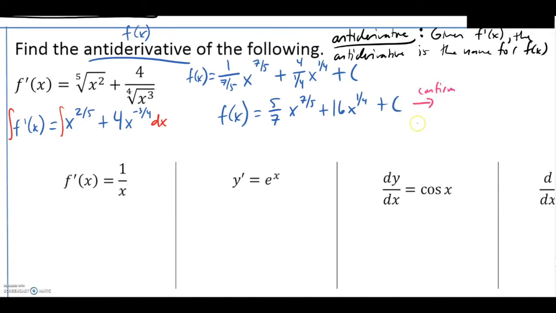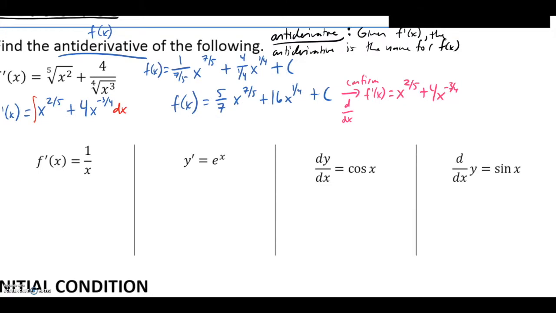You can always confirm by just redifferentiating that function. As confirmation, f prime of x, using the power rule in the original order, the 7/5 times the 5/7 would be 1. And subtracting 1 from the exponent will give me x to the 2/5, which is what we wanted, plus the 1/4 times the 16 will be 4. And subtracting 1 from the exponent will be to the negative 3/4, and the derivative of that constant will be 0.